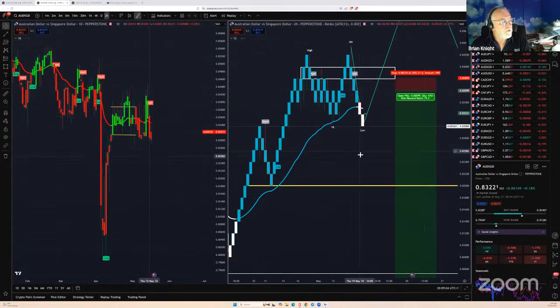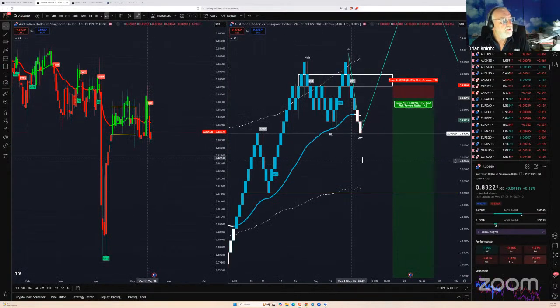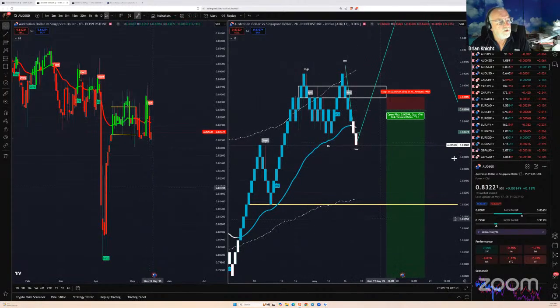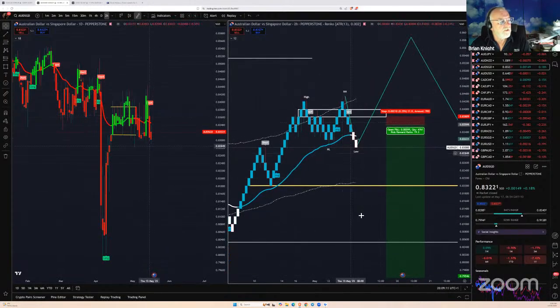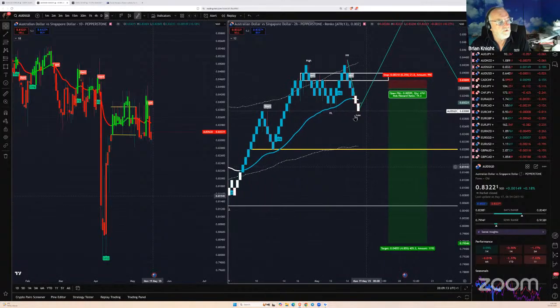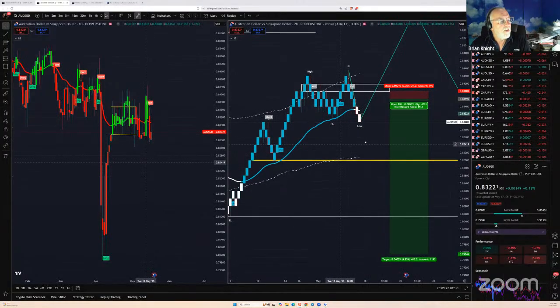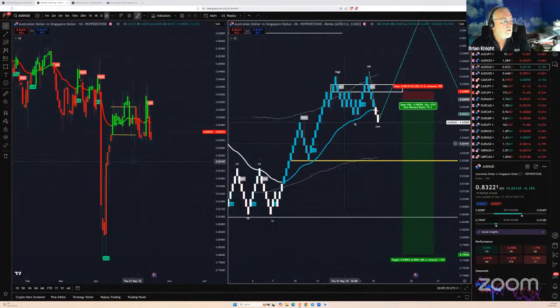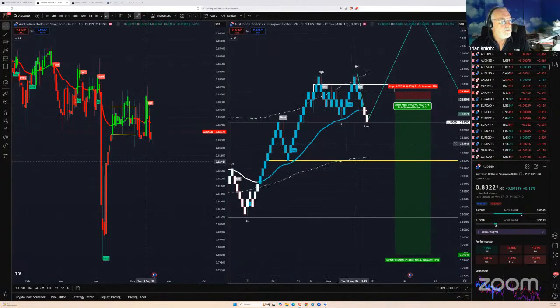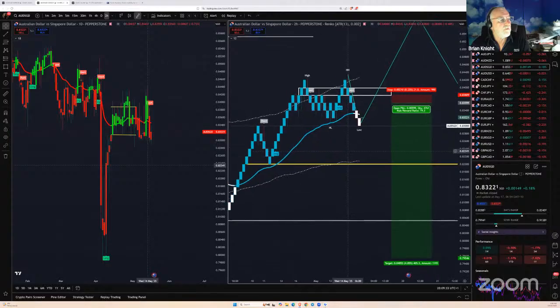AUD Singapore. That was a significant drop down. It's now saying that it'll potentially put, and you can see there's a little brick starting to form there. So we'll just see what happens on that front when market opens anyway. See if it pushes back.